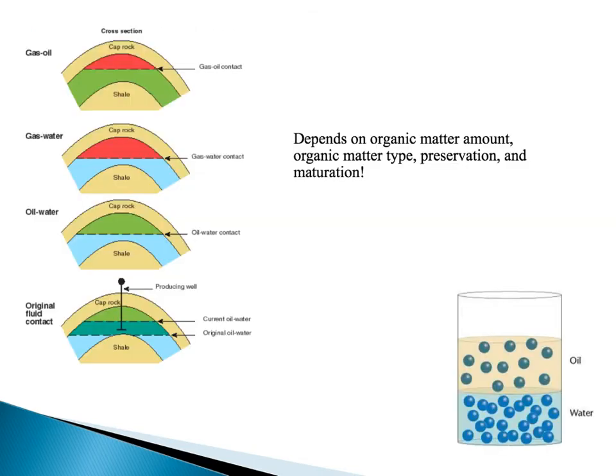All right, so these are just different diagrams. Also, you don't need to get oil and gas. You could just get gas, you could just get oil, you could get both, you could get water, you may not get water, you could only get water. They're all different options depending on the organic matter that was buried.